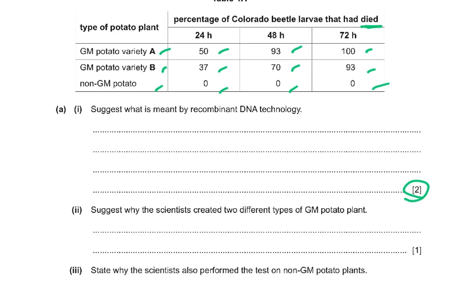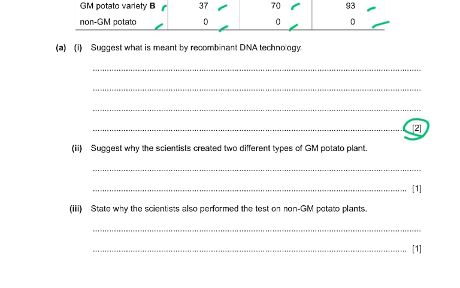Then it says state why the scientists also perform this test on the non-GM potato plant: to compare, or to use as a baseline, or to be called a control. That is what we do in a control. We have something to compare it with. Like if I say pizza with olives is tastier, then we have 2 pizzas, one with olives, one without olives, and we see which one is tastier. So we have to use it as a control.